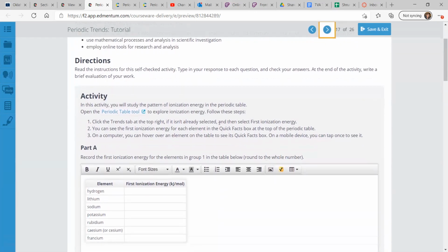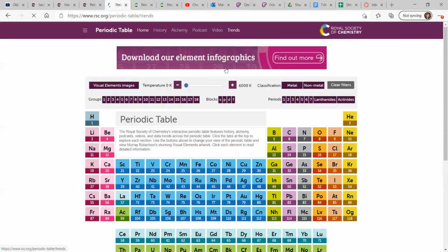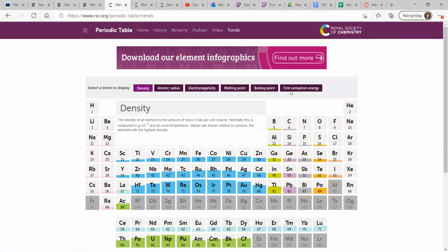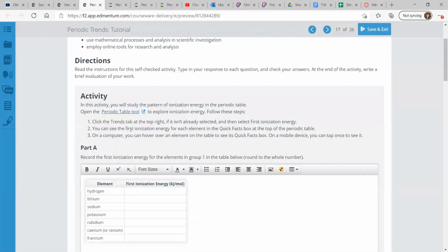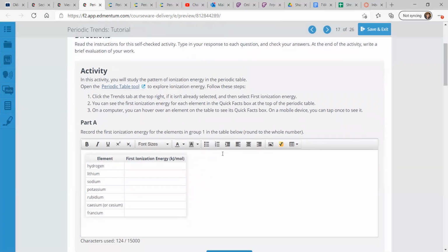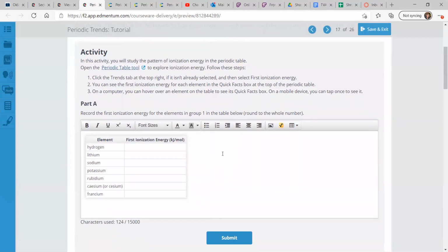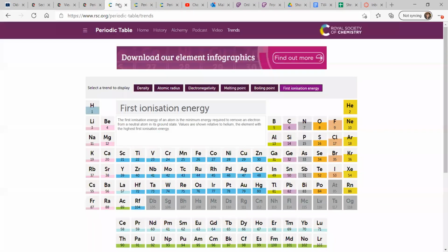So here we have an activity. And we can look at the trends. And then we can look at the first ionization energy. Okay. So you can hover over an element on the table, record the first ionization energy for the elements in group 1 in the table below. Round to the whole number. So hydrogen, lithium, sodium, potassium. So we're looking at only group 1 right now.